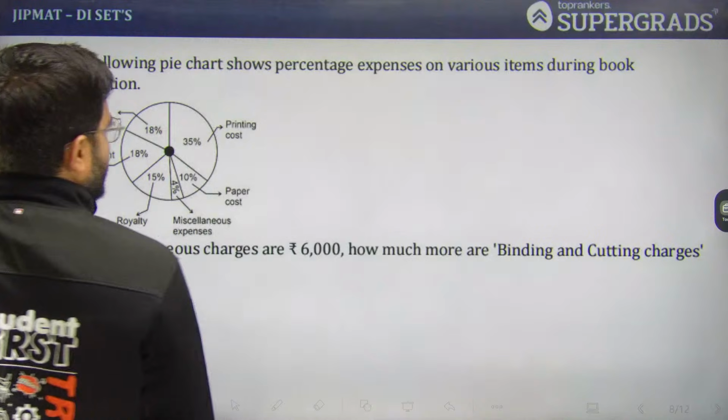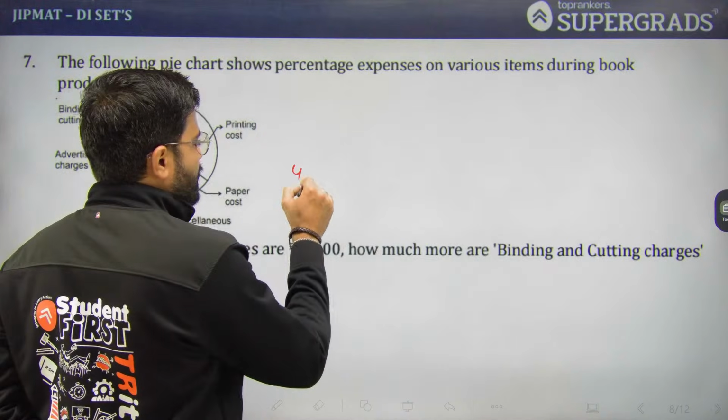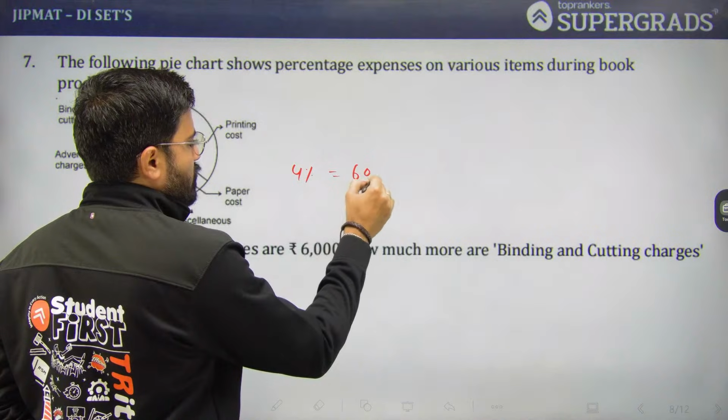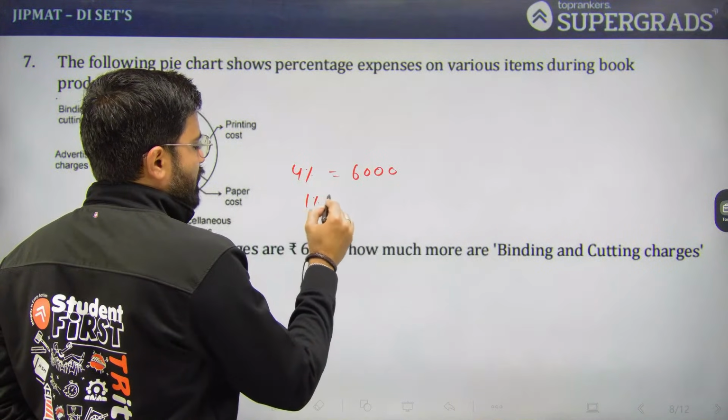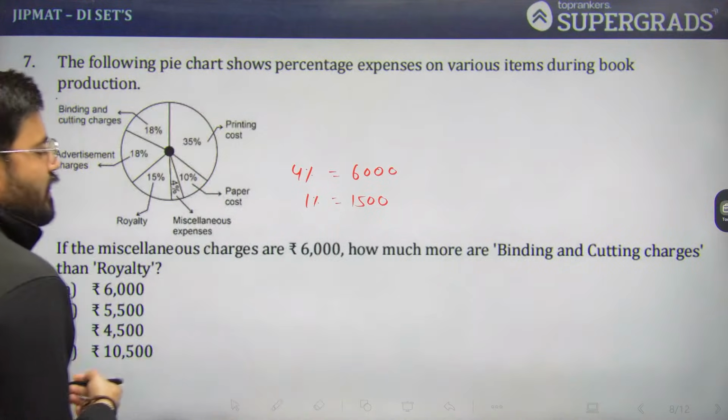The following pie chart shows percentage expense on various items during book production: binding and cutting charges, advertisement charges, printing cost, paper cost, miscellaneous cost, and royalty. If the miscellaneous charges are 6,000, so I can write 4% is equal to 6,000, which gives me 1% is equal to 1,500. And now I can calculate anything.